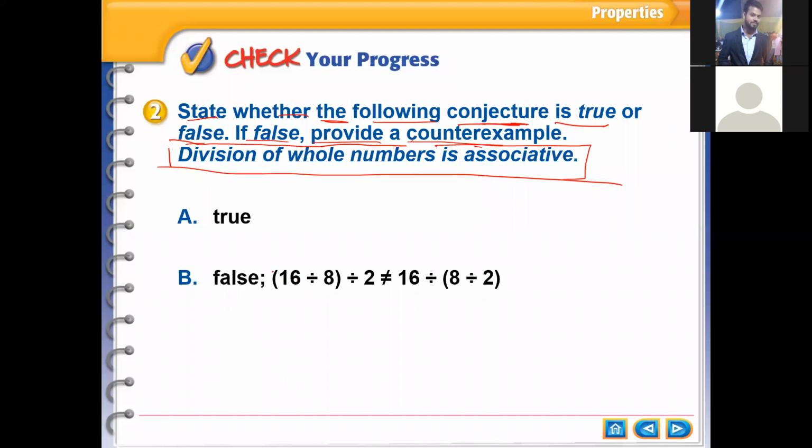As you can see here, this is the associative property for division and it does not exist. They are not equal to each other. So this is also false. Because associative property is applicable only for addition and multiplication. It does not exist for subtraction and division. I hope it is clear.